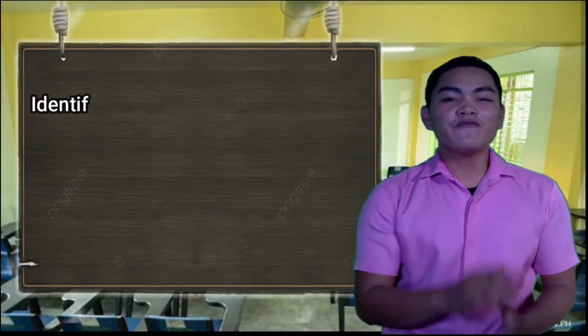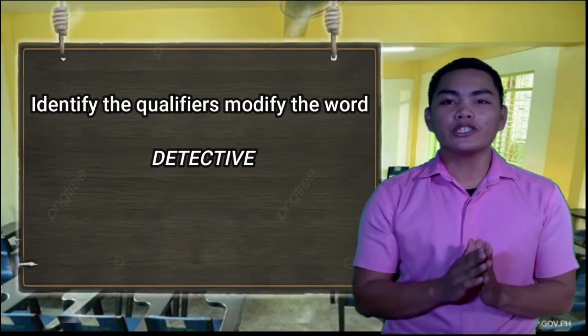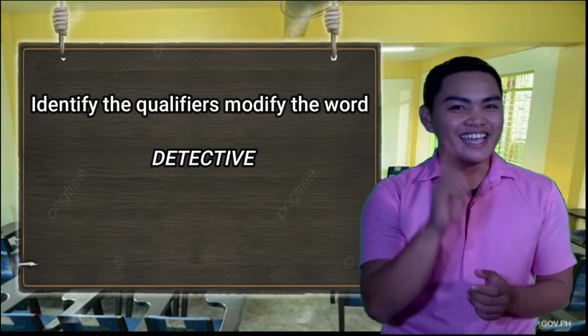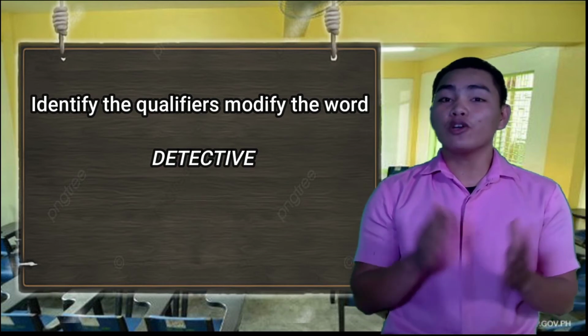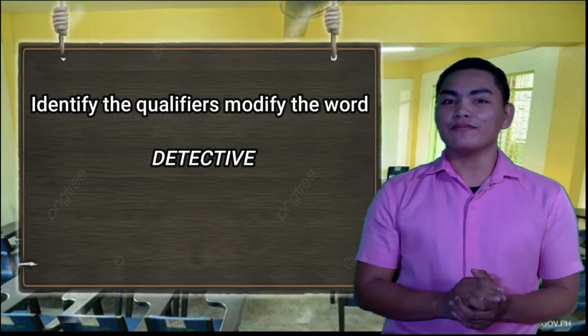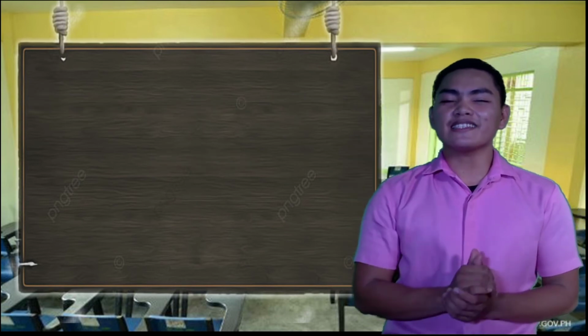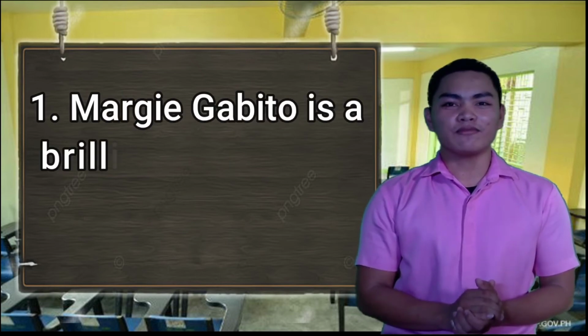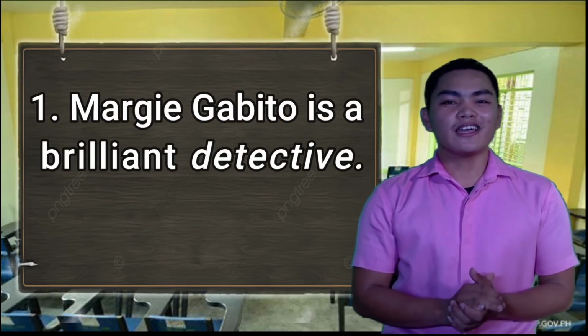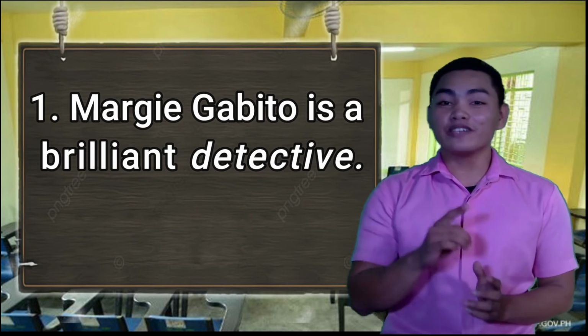Since you already have some ideas about our topic, now let's have an activity. Are you ready? Let's go! Identify the qualifiers that modify the word detective. Again, identify the qualifiers that modify the word detective. First sentence is, Margie Gabito is a brilliant detective. What do you think is the word that modified the word detective?